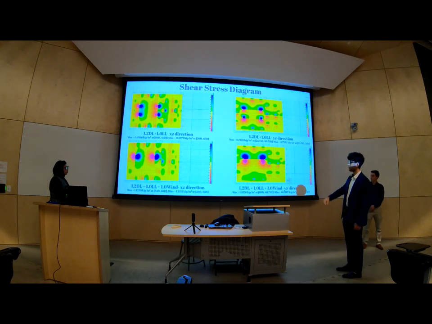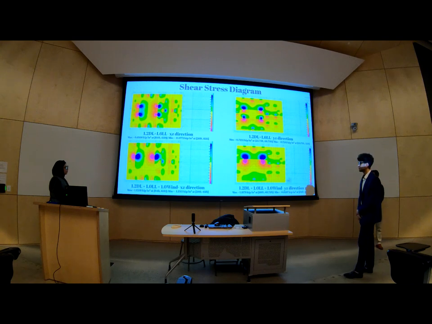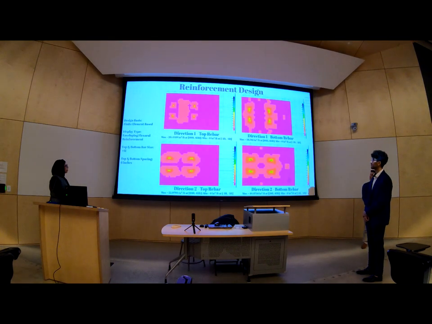So all these pictures essentially are the same thing, just in different directions. We did a 1.2 dead load plus 1.6 live load, which in SAFE was Decon 2, and 1.2 dead load plus 1.0 live load plus 1 wind load was Decon 11, and these are just the different pictures. Here's the reinforcement design.